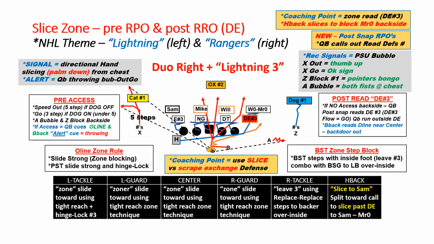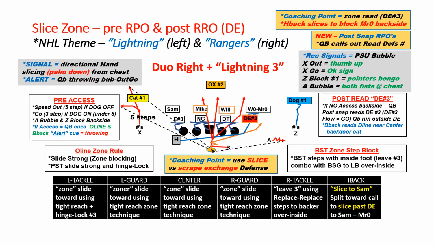Slice zone then is a simple way to turn this into a post-snap run option. So the quarterback still does his pre-snap RPO. If he has access to throw the bubble or the speed out, he's just going to go ahead and grab that snap, take it and throw it. If he does not have any access, and we have good numbers, with a slice zone, now he's going to post-snap read the defensive end.